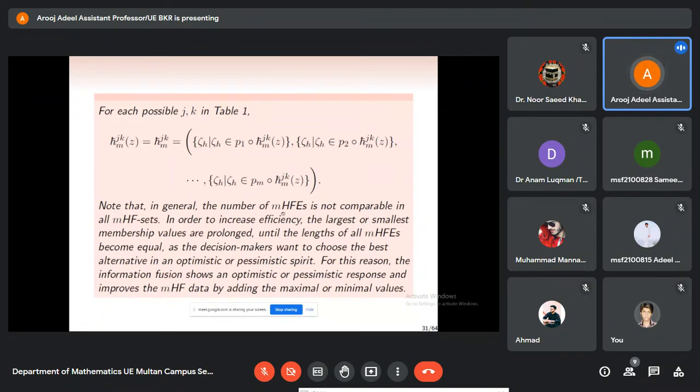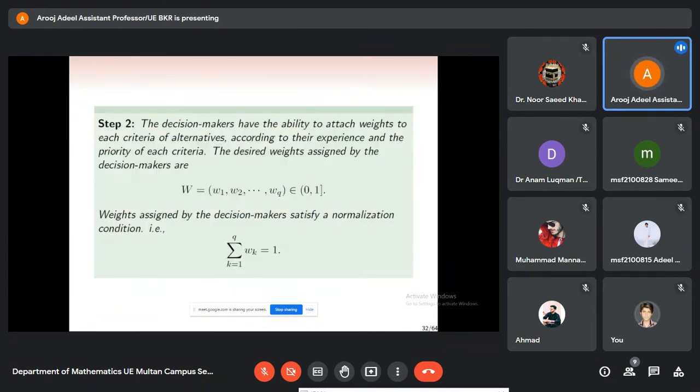The number of the M-polar Hesitant Fuzzy elements is basically not comparable in all the M-polar Hesitant Fuzzy sets. So in order to increase their efficiency, the largest and the smallest membership values are prolonged until the length of all the M-polar Hesitant Fuzzy elements becomes equal. As decision makers want to choose the best alternative in an optimistic or pessimistic spirit, for this reason, the information fusion shows an optimistic or pessimistic response and improves the M-polar Hesitant Fuzzy data by adding its maximal or minimal values.